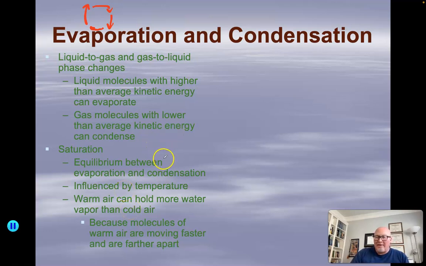vapor. That's why, if you think about what usually happens when a cold front comes through and cools off our air, we end up with rain. And then we end up with cooler temperatures after the rain. And all of this is because warm air is going to hold more water than cold air. Warm air holds more water than cold air.